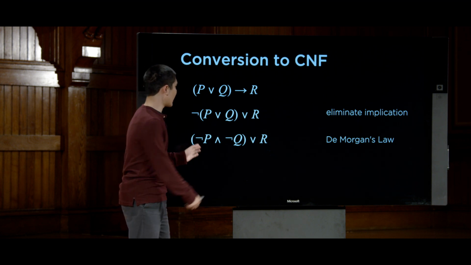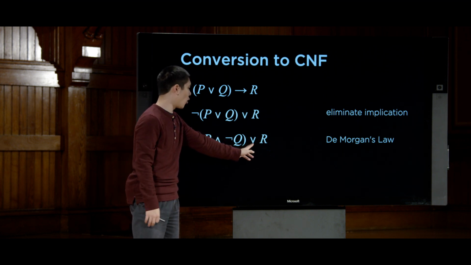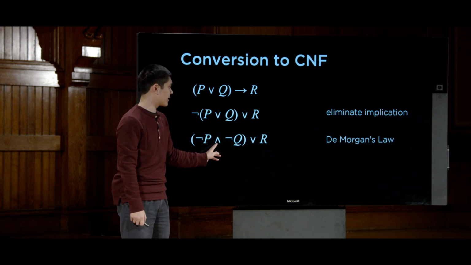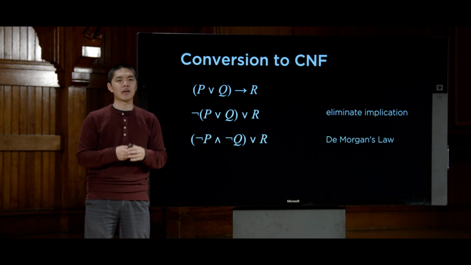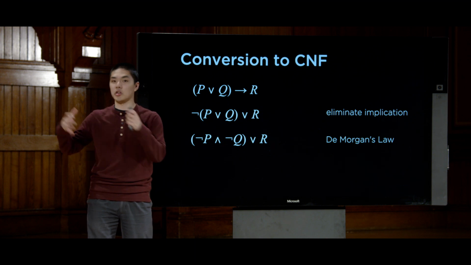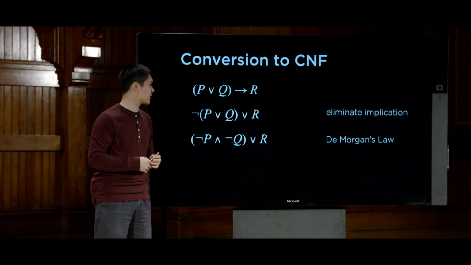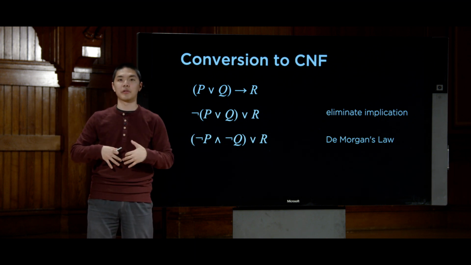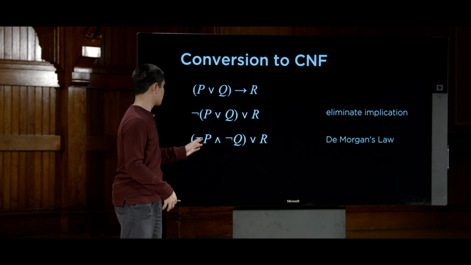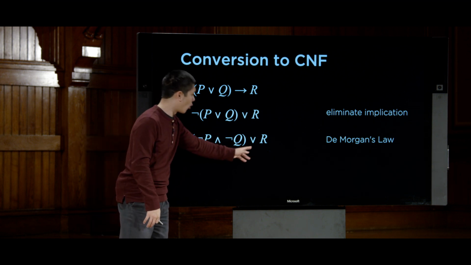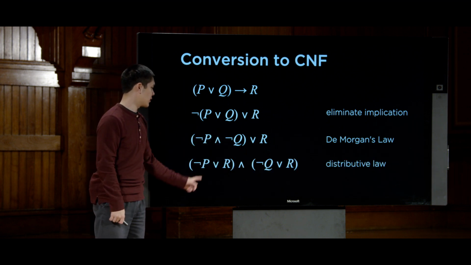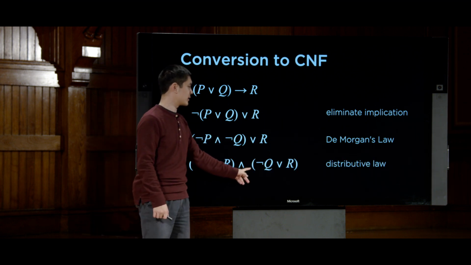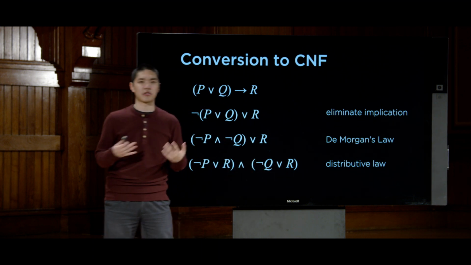And now I have two things that are separated by an or, where this thing on the inside is an and. What I'd really like is to move the ors so the ors are on the inside, because conjunctive normal form means I need clause and clause and clause and clause. And so to do that, I can use the distributive law. If I have (not P and not Q) or R, I can distribute the or R to both of these to get (not P or R) and (not Q or R) using the distributive law.